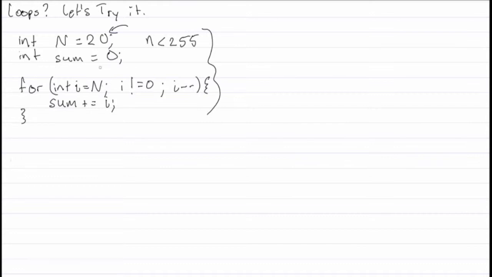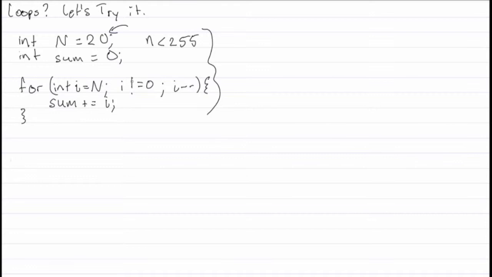And I've also given a sum here, so what we're going to be doing in this loop is having a running sum of the first n numbers. In this case it's 20, so the first 20 numbers. The way I've set up this loop is I've started I at n, so I is equal to this number, and then I'm decrementing I as long as I does not equal 0.